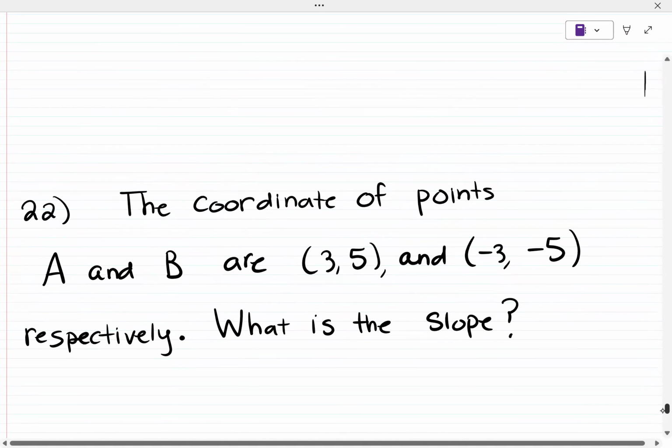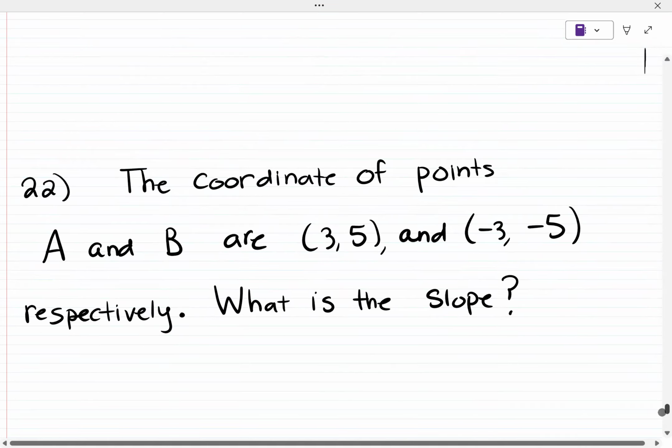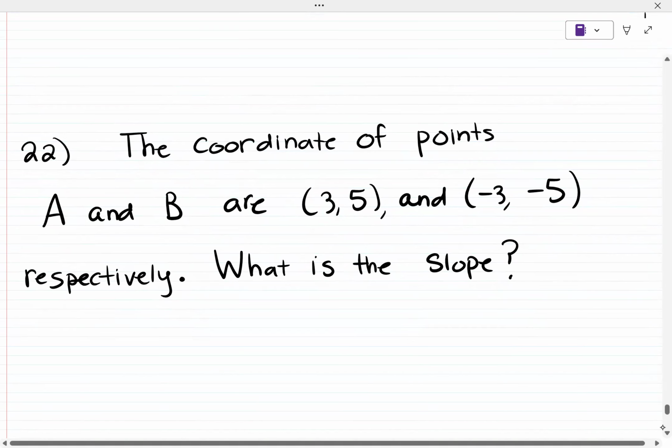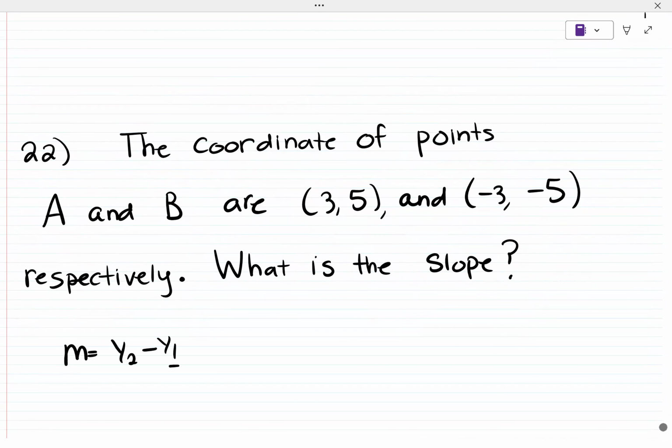Okay, 22 says the coordinates of the points A and B are 3, comma 5 and negative 3, comma negative 5. What is the slope? So if they give you 2 points or 2 coordinates and they're asking for slope, you use this formula: m equals y2 minus y1 over x2 minus x1. If you have 2 points and they want to know the slope, use this formula.